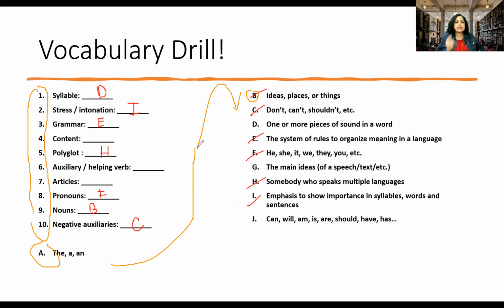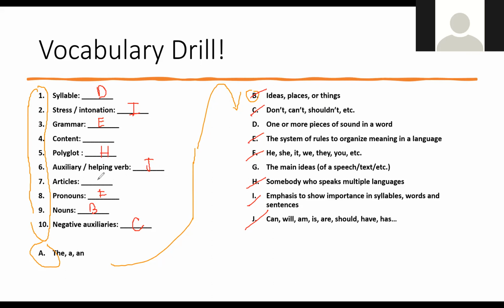What about number 6 and 7? And 4? 6 is J. Alan says 6 is J: auxiliary or helping verb: can, will, am, is, are, should, have. Oh, you're correct, Alan. Very good.